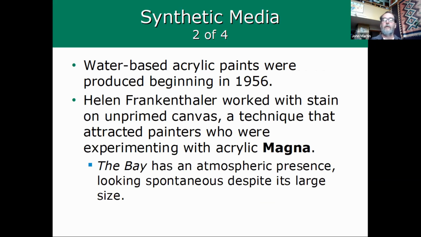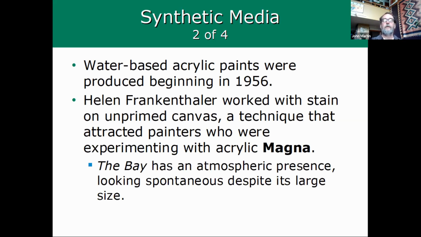Helen Frankenthaler was the artist that experimented with these new types of paint. Magna was the name of the paint. It was a product name. It was a type of acrylic paint where pigment was added to an acrylic resin. It didn't thin with water like acrylic paint does today, so you still needed to thin the paint with a solvent.